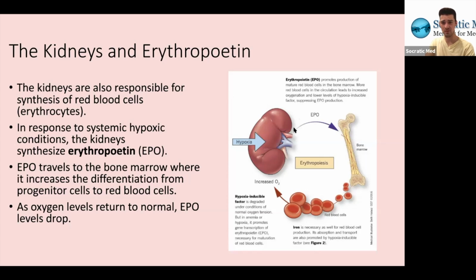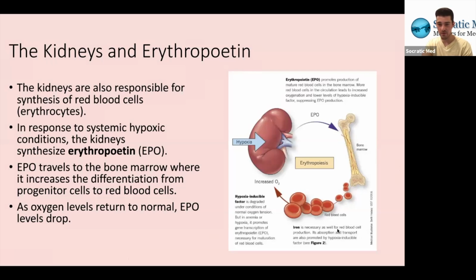I mean, you can take a look over here. Erythropoietin promotes the production of mature red blood cells in the bone marrow. More red blood cells in the circulation lead to increased oxygenation and lower levels of hypoxia-inducible factor, suppressing EPO production. So that's the specific mechanism. You can memorize it if you want. I don't really think it's too high yield or worth it.